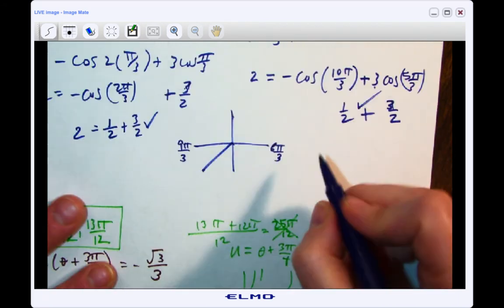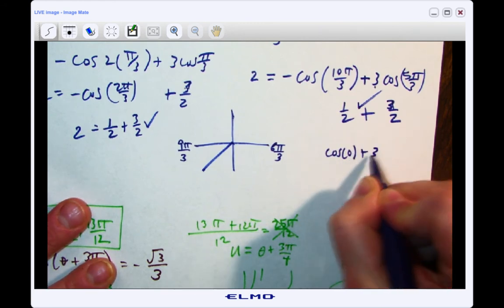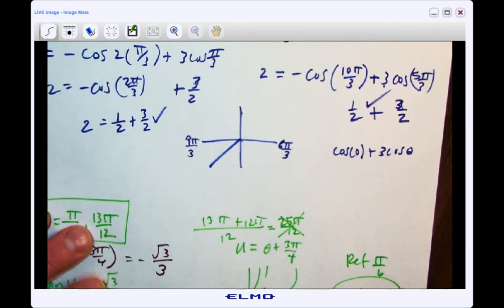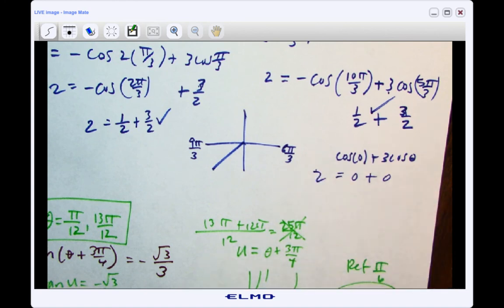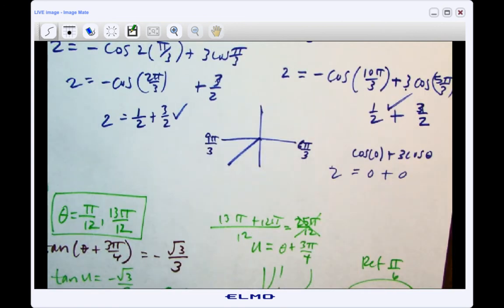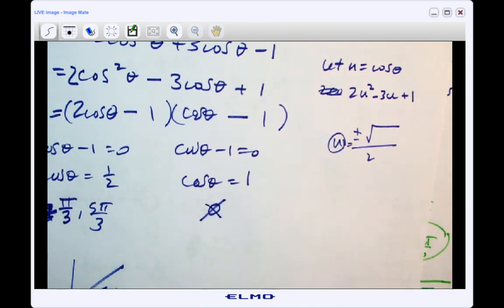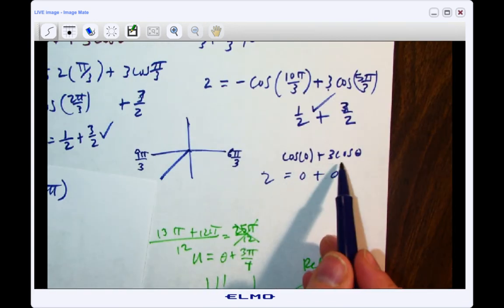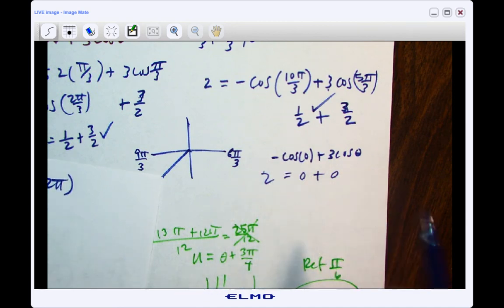And then 0. So cosine of 0 plus 3 cosine of 0. And cosine of 0 and 0 is all 0. So that's 0 plus 0, which does not equal 2. So this is the one that's no good. It's a good thing we checked. This one's no good. You have to throw him away because cosine of 0 is 0. Cosine of 0 is 0 times 3 is still 0. So that's 0 plus 0. And this was negative, but negative 0, whatever. It does not equal our 2. So this one is no good.